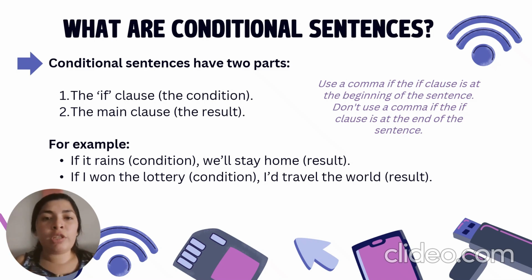It's important to say that the order is not important. We can change the order. We can put first the result and then the condition. And something important is the use of comma. If we put the if clause at the beginning of the sentence, we use a comma. But if we put the result clause at the beginning, we don't use a comma. So we use a comma when the if clause is at the beginning. If the if clause is at the end, we don't need a comma.